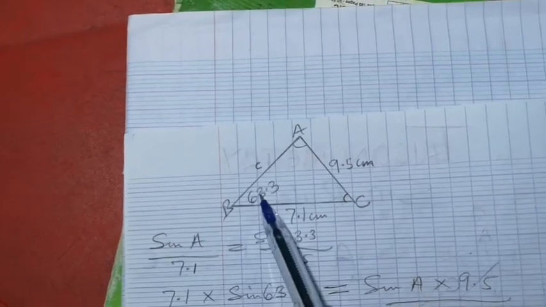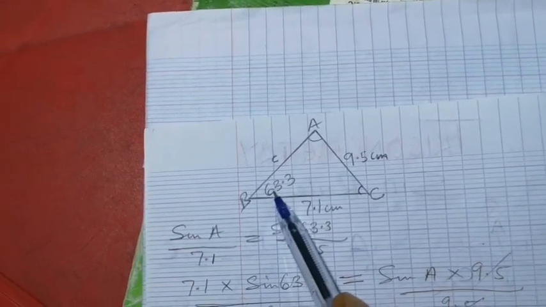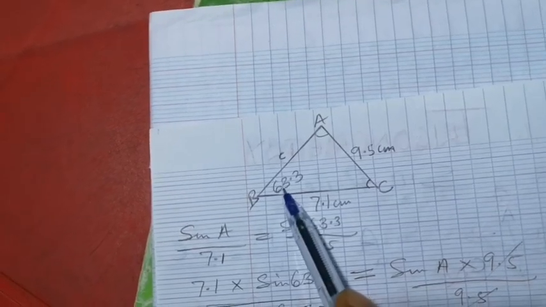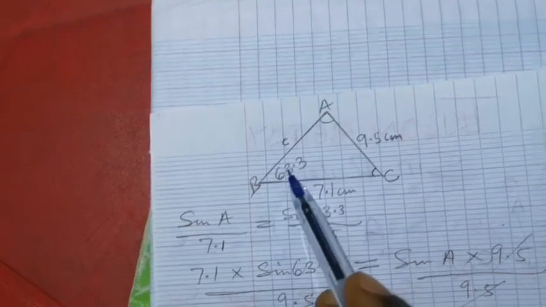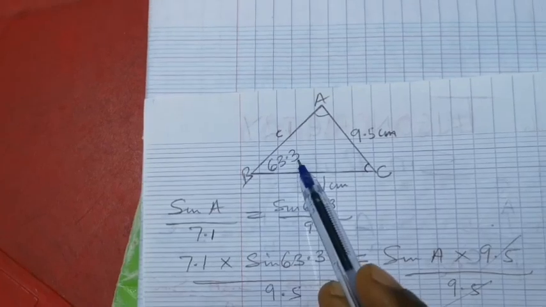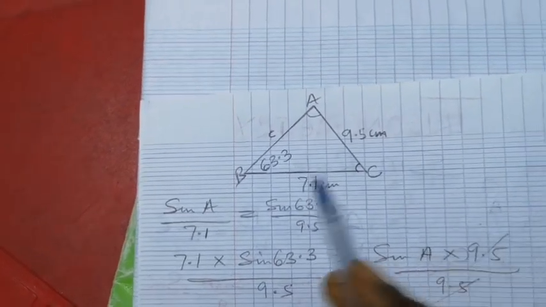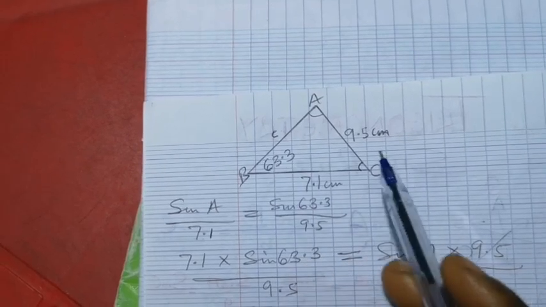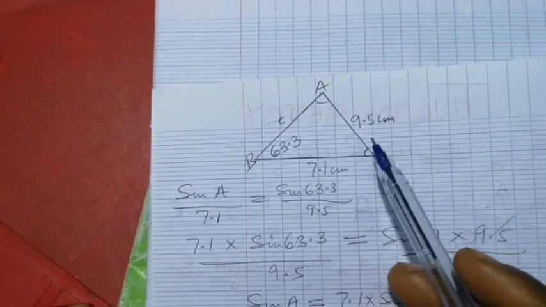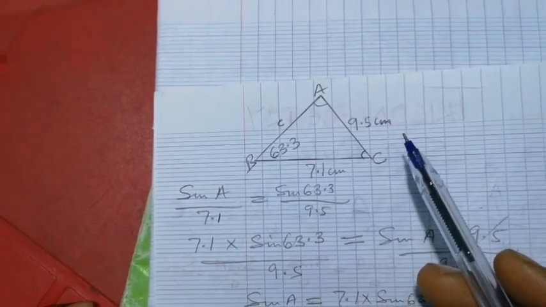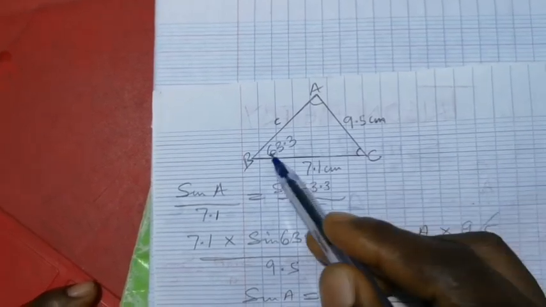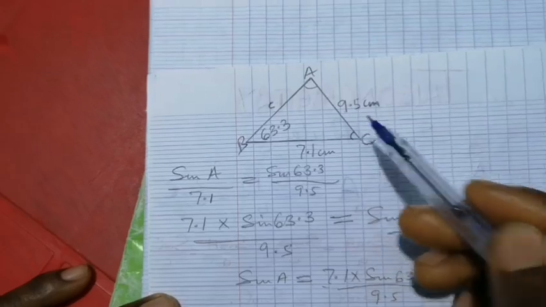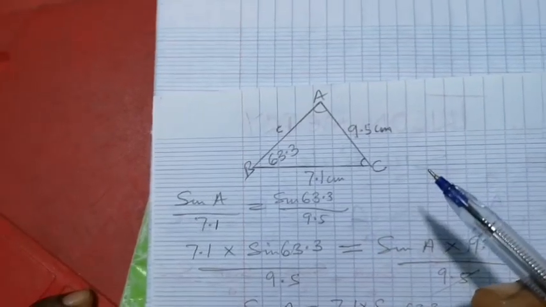Now we have actually changed the degree we have here. Instead of 63 degree 18 radians, we now replaced it with 63.3 degree, because that was what we got when we changed 63 18 radians into degree. So we can now start our solving properly. Now let's begin to compare the angles and the sides.